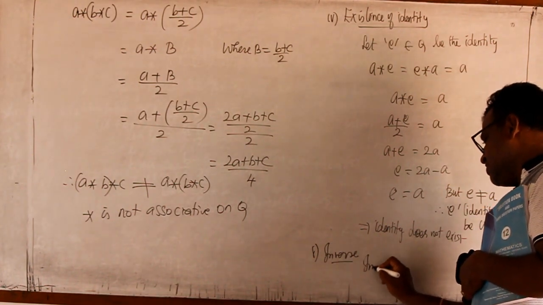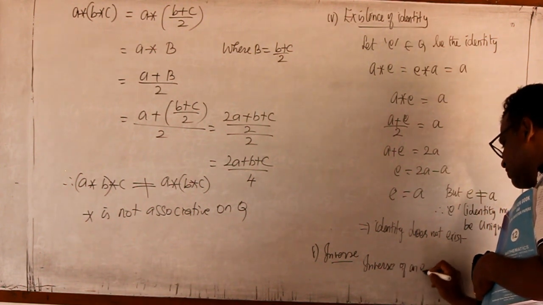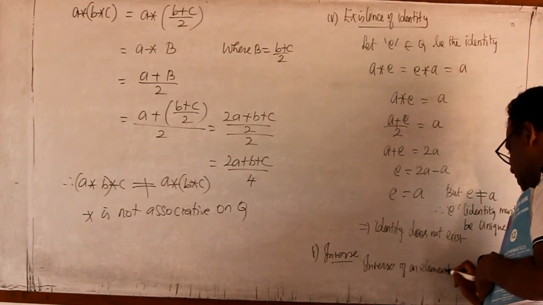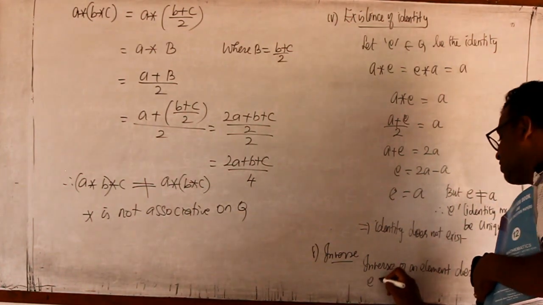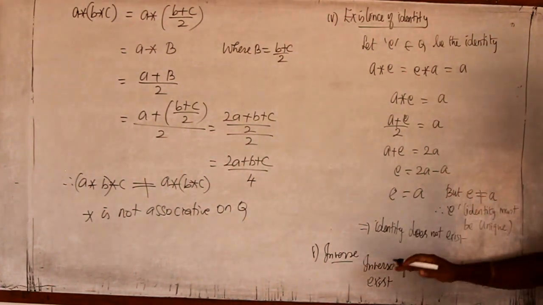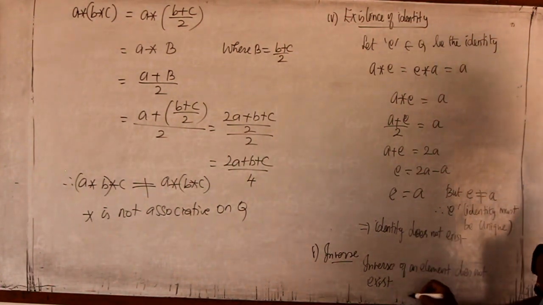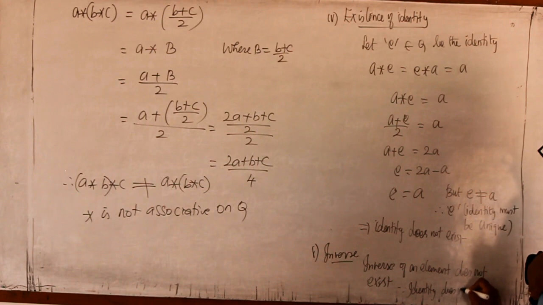We can say the inverse of any element does not exist. Why? Because identity must be there, then only inverse can exist. Since identity does not exist, identity does not exist.